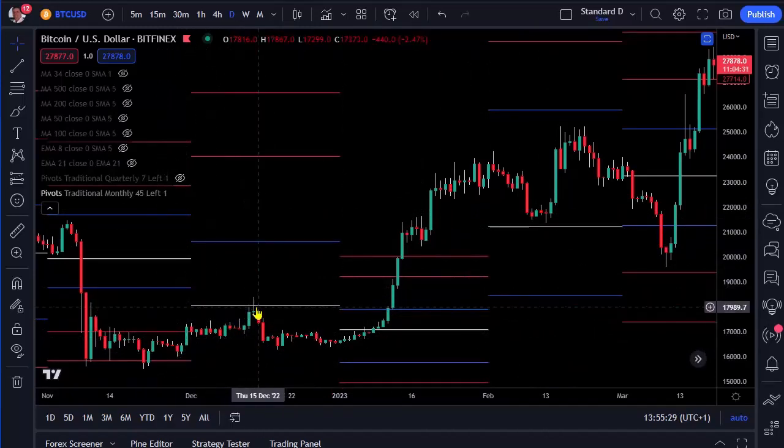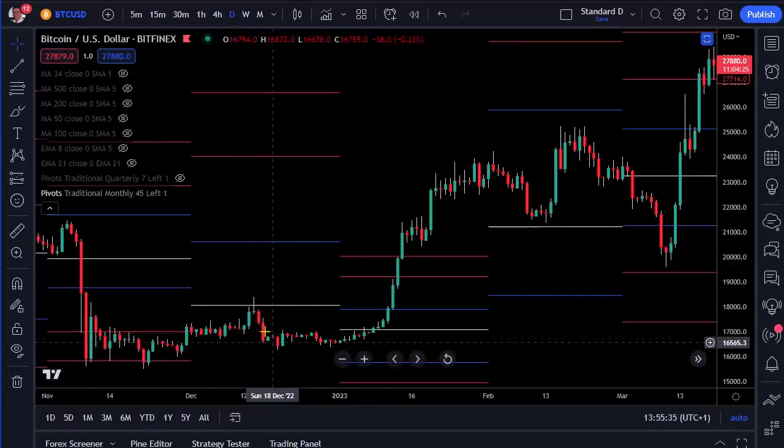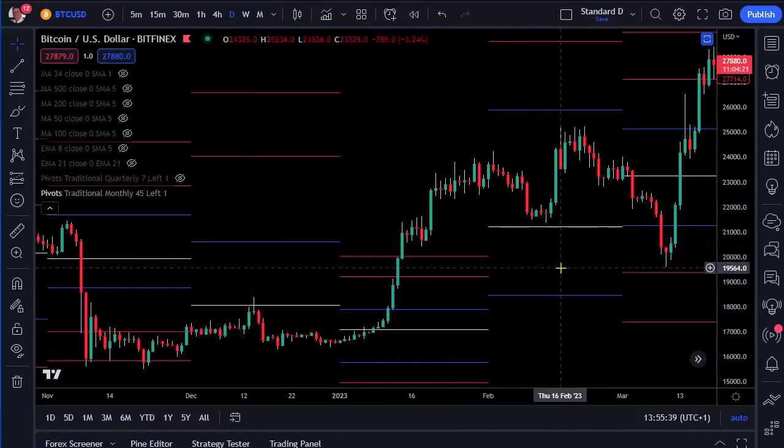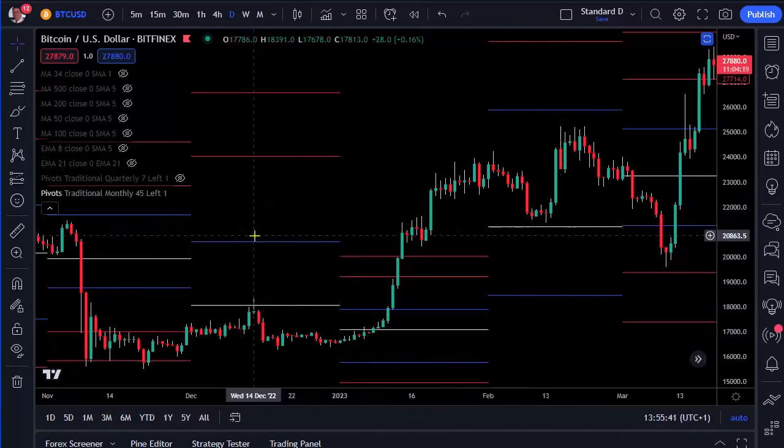Now this is a monthly pivot with a daily time frame sitting on it, but you can see that these are quite significant moves that we're seeing from these levels, and so there's certainly opportunities from that perspective.